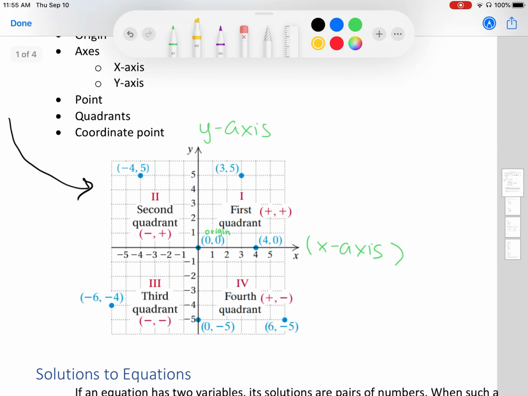These number lines separate to create four boxes. These boxes are called quadrants. We start with the first quadrant and then move counterclockwise to have the second, third, and fourth quadrant.